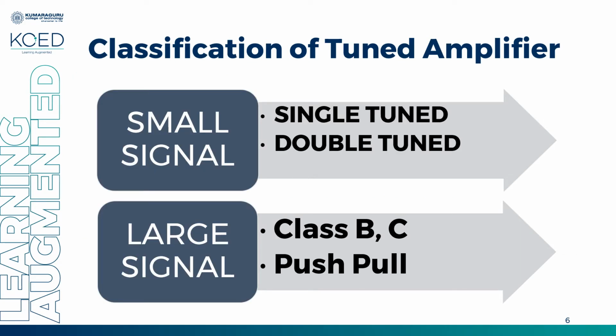These are the various classifications of tuned amplifiers. We have small signal amplifier circuits and large signal amplifier circuits. Under the small signal amplifier circuits, we have the single tuned amplifier and the double tuned amplifier. Under the large signal amplifiers, we have learned about class B, class C, as well as the push-pull amplifier circuit.